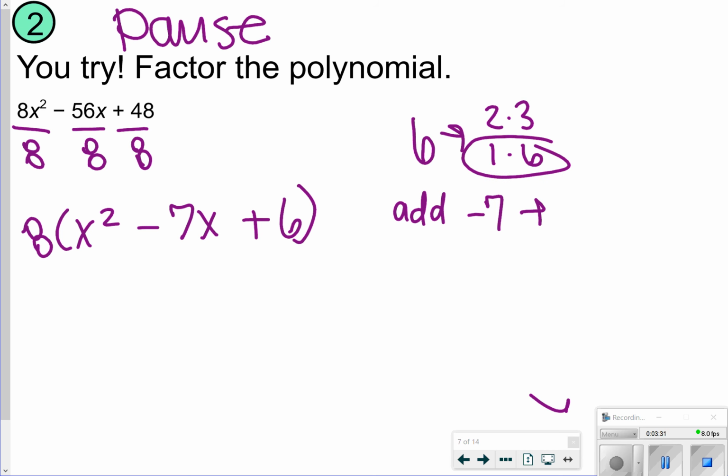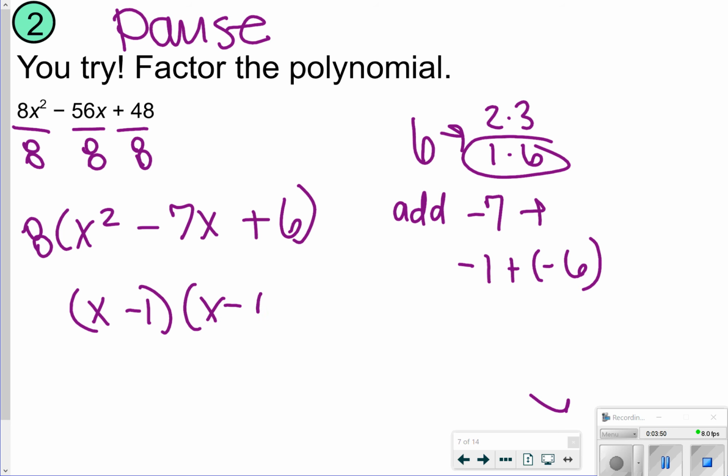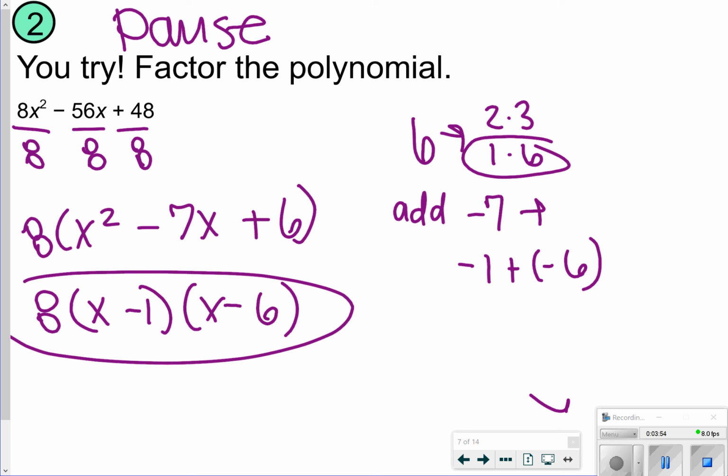So I'm actually going to use 1 and 6. The only thing is I'm going to change them both to negative. Negative 1 plus negative 6 would give me a negative 7. And notice too, when c is positive, that means you're going to have the same signs. So we would have x minus 1 and x minus 6 with 8 carried down as our factor.